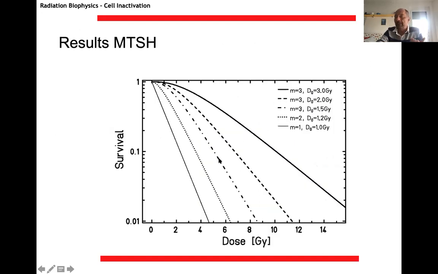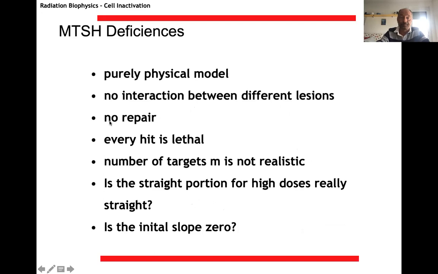So you see, playing with the parameters, this curve here is M equal 1. M equal 1, of course, is perfectly linear. Then if you increase M, you increase the curvature. And of course, if you increase D0, that changes the final slope. So if you increase D0, the curves shift in this direction. So you can apparently reproduce with this model a lot of survival curves that we have seen before.